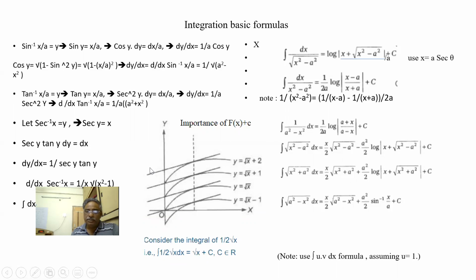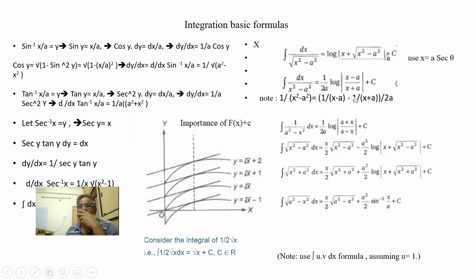So what is given? Half root x dx means what? This is the slope. The equation of this line is half root x dx. So when I integrate this, I am getting the actual curve. At this point, this is the curve. So that is the importance of the plus constant.